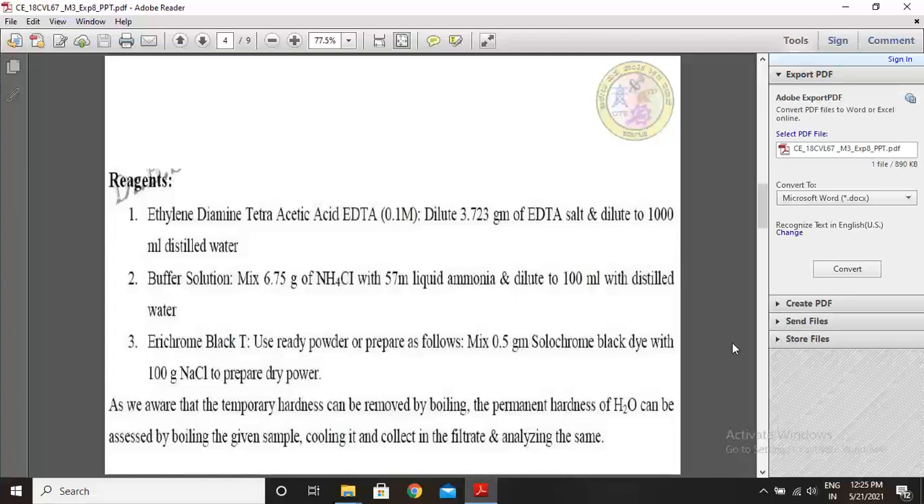As we are aware, temporary hardness can be removed by boiling. The permanent hardness of water can be assessed by boiling the given sample, cooling it, collecting the filtrate and analyzing the same.